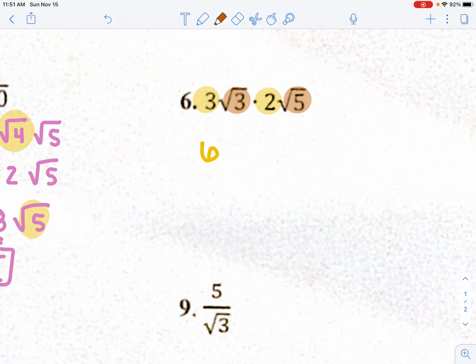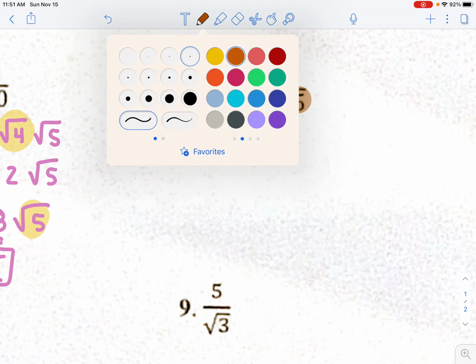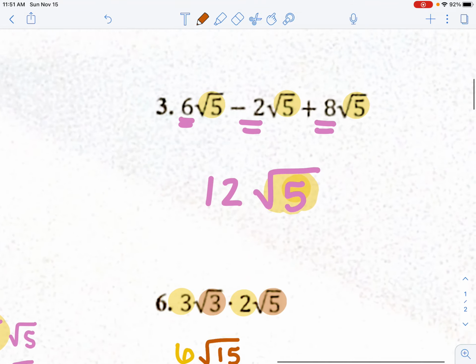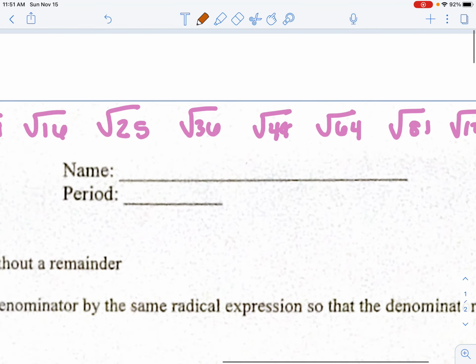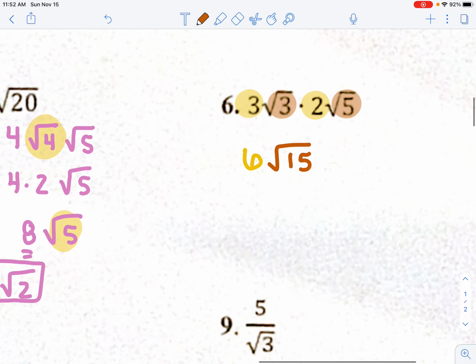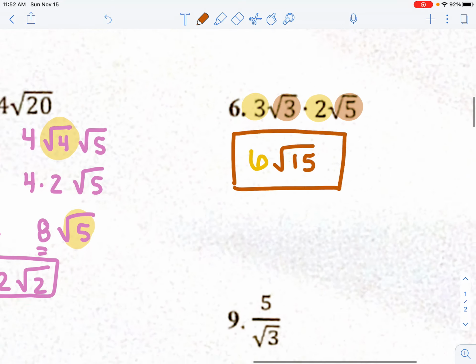I can also do radical 3 and radical 5. Well, radical 3 times radical 5 would be radical 15. Now I'd look and see, can I reduce 15 also? Let's look at our list up here. We know 16 can't go into 15. 9 doesn't go into 15. It's not a factor. And 4 isn't a factor of 15. So I think that would be our final answer here of 6 radical 15.